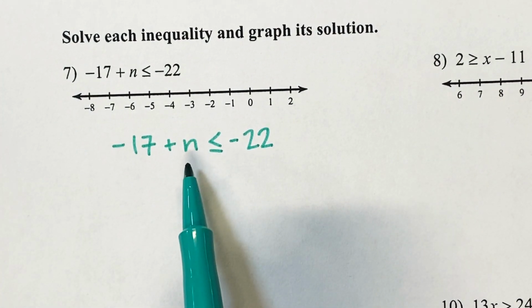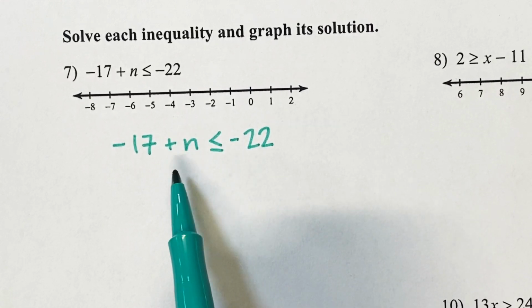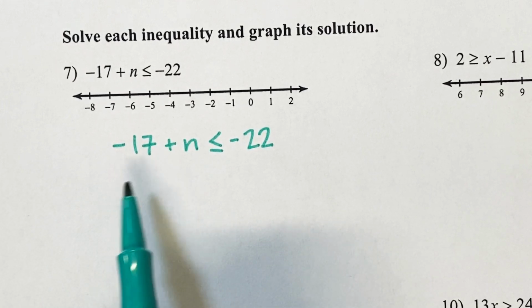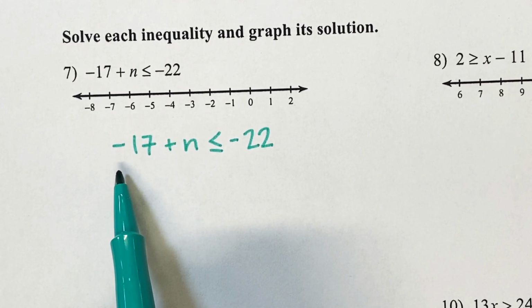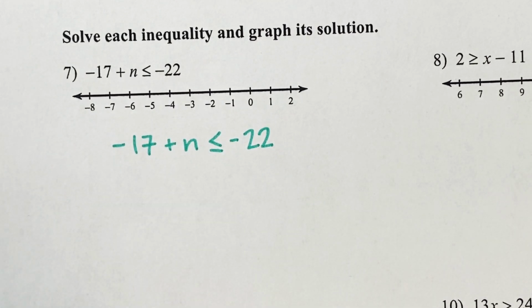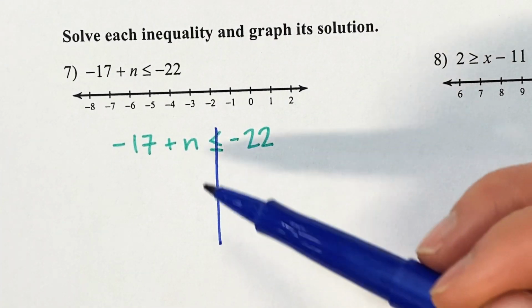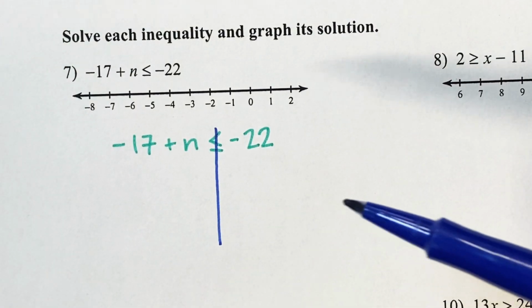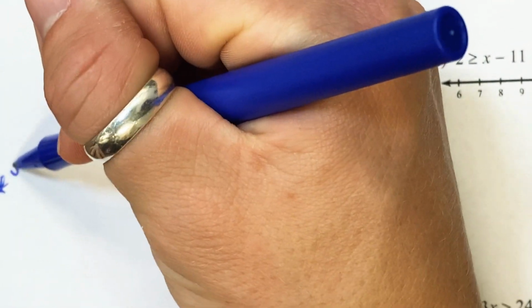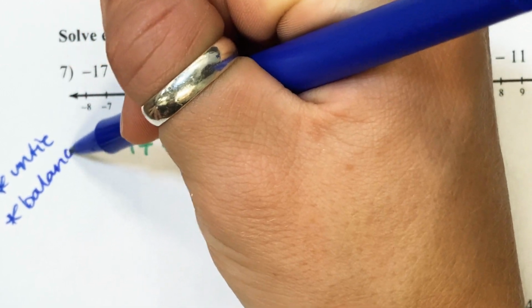Just like when we were solving equations, we're trying to figure out what number that n is representing. Okay, so the only other thing on the side with the n, because we're trying to get n all by itself, is this -17. So what is the opposite of -17? Okay, we're going to do the same thing we did when solving equations. Draw your line down your sign. This time it's just an inequality sign, not an equal sign. Okay, we've got to untie the knot. Okay, we'll write those 2 steps again. Untie, and then remember, keep it balanced.